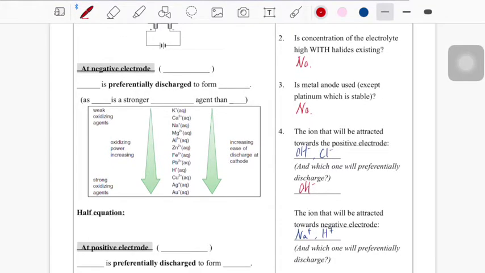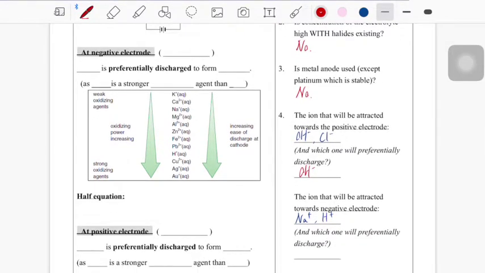And then let's take a look at the negative electrode. At the negative electrode, we have sodium ion and hydrogen ion. So on the left-hand side, we have this section of the electrochemical series here. We can find that we have sodium ions here and hydrogen ions here.